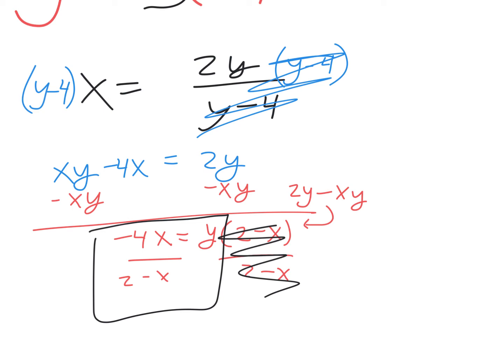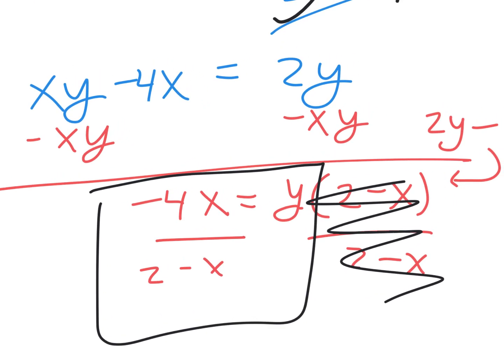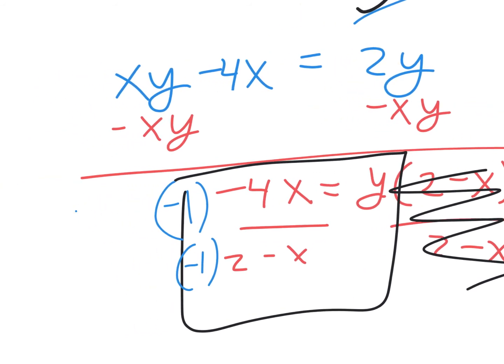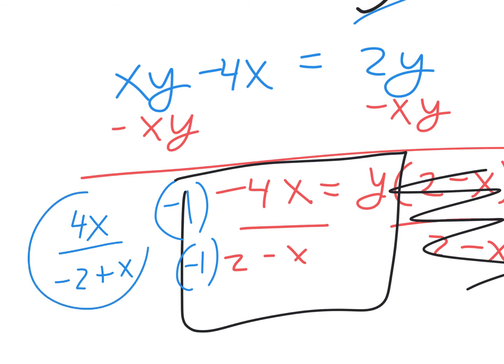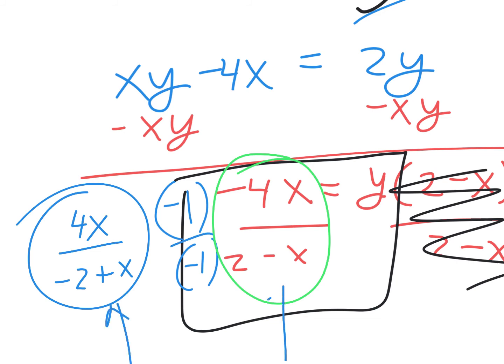Now, one more thing. Because of how there were 2 ways you could do this, some kids will have done it a different way that ends up multiplying by a negative 1 on the top and the bottom. So just so you know, this could have been 4x over negative 2 plus x, aka x minus 2. That's the same thing. That's the same as this. You can multiply by a negative on the top and the bottom because that's the same as multiplying by 1. So you can do that. So this answer was just as good as this.